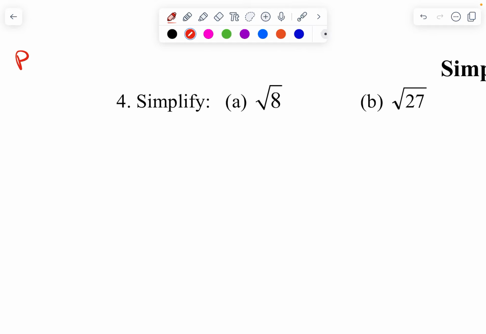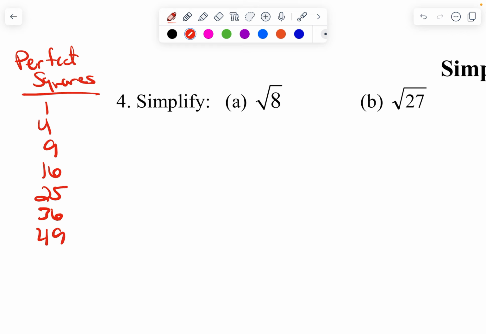So I'm going to make a list off to the side here. Perfect squares: 1, 4, 9, 16, 25, 36, 49, 64, 81, and 100 are the first 10 perfect squares. These are not random numbers. It's not just the first 10 numbers I could think of. Each one of these numbers is what happens when you take a number and square it. So 1 squared is 1, 2 squared is 4, 3 squared is 9, 4 squared, 5 squared, 6 squared, 7 squared, 8 squared, 9 squared, leading down to 10 squared.